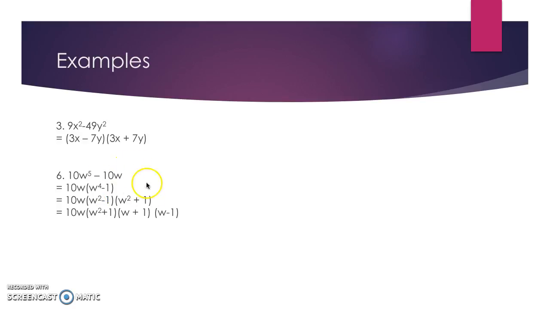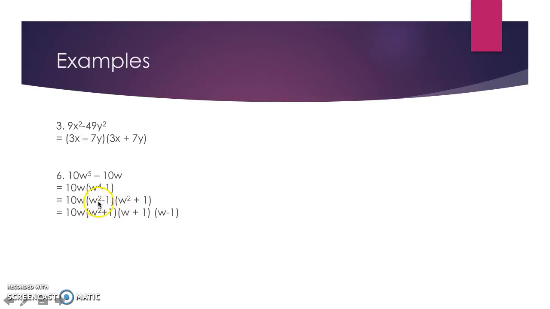Next, w squared plus 1 is prime, because no matter what, if you have a negative 1 and a negative 1, that's going to equal negative 2. And if you have a positive 1 and a positive 1, that's going to equal positive 2. So that w squared plus 1 is prime.